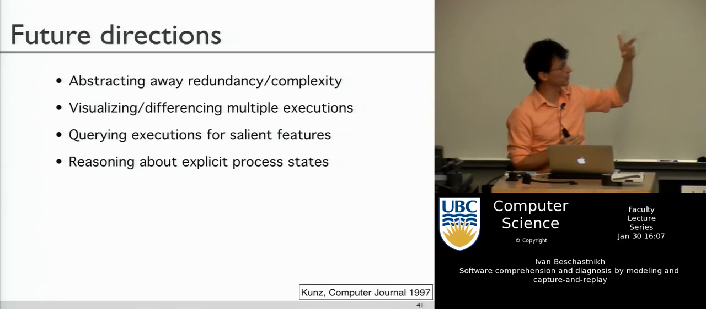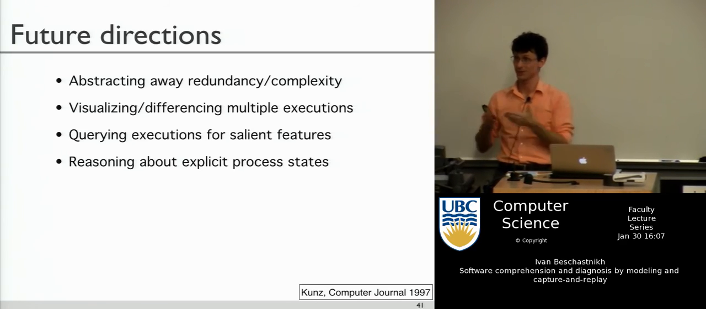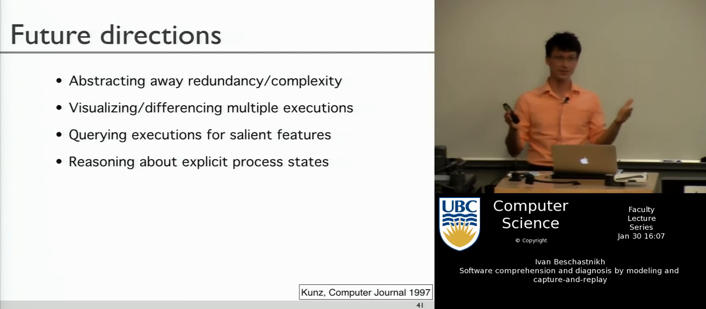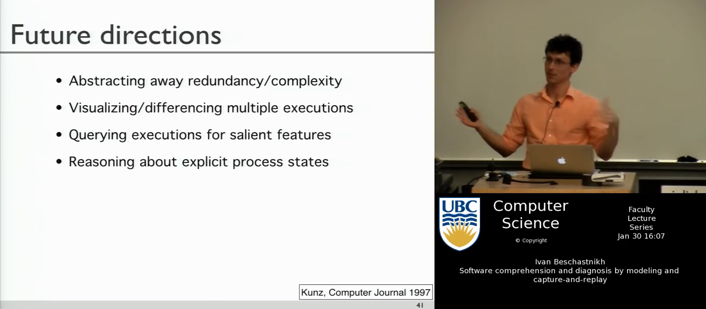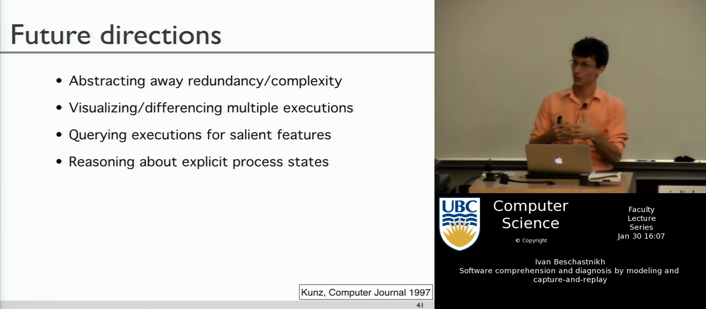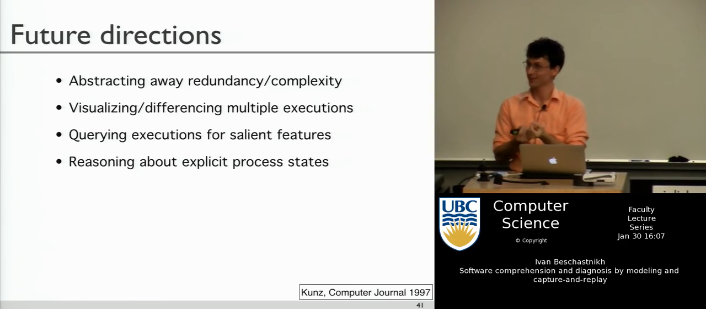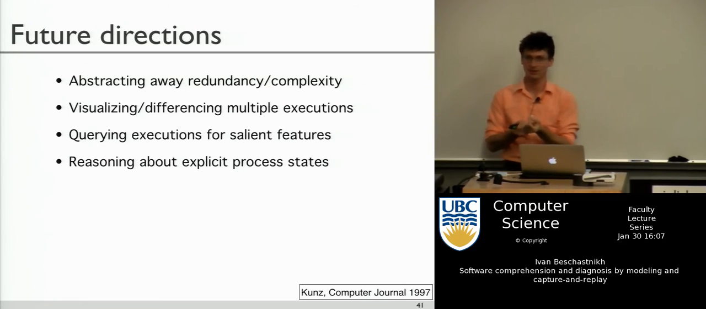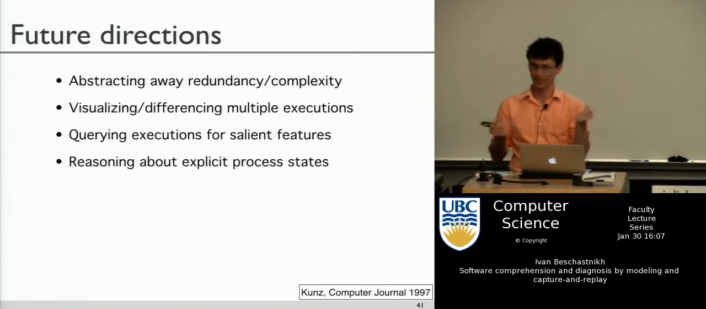You may also want to difference multiple executions, or just visualize multiple executions. How do you do that? If I have 30 executions, I don't want to actually see all these 30 timelines. Somehow I want to compress them. Or if I have some specific feature that I'm looking for, like show me all of the timelines where host A communicates with host C, because that should never occur, that might be a query that you will run against these traces.